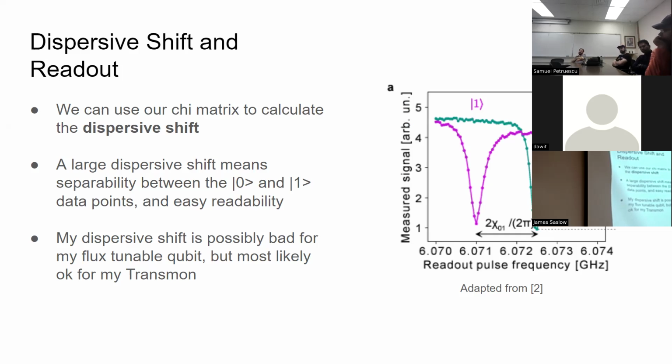But I guess I'm confused. Isn't the 0 and the 1 state's energy gap defined by how you were designing the circuit in the first place? Isn't this just the energy gap between the 0 and the 1 state, or am I missing something?